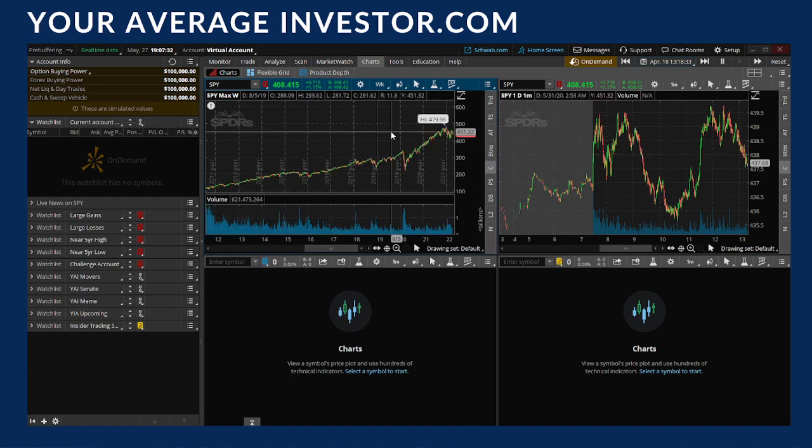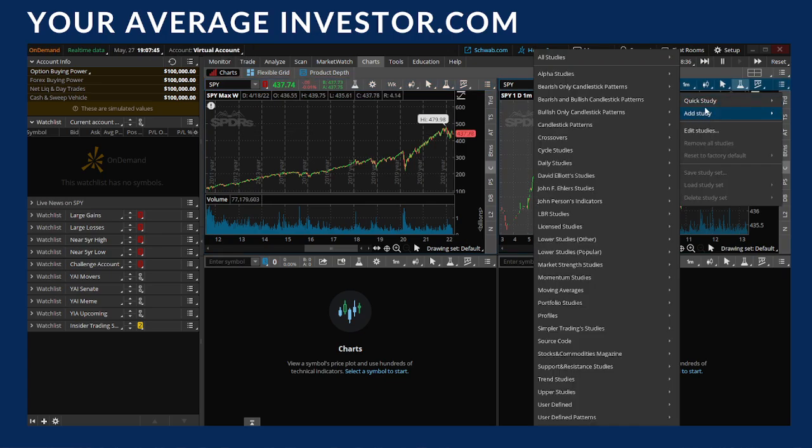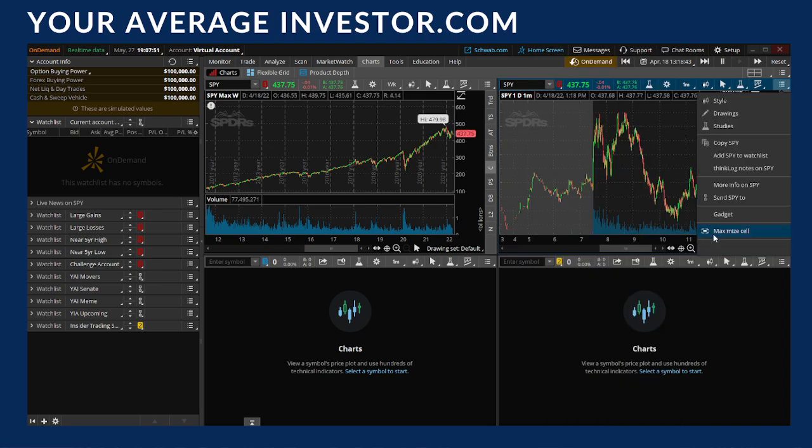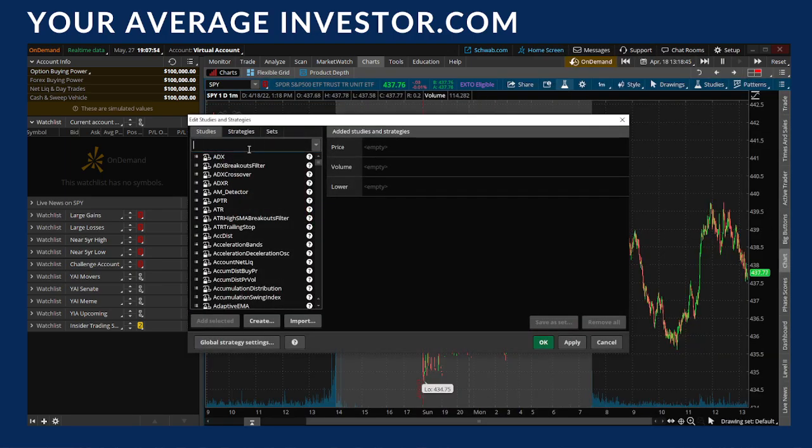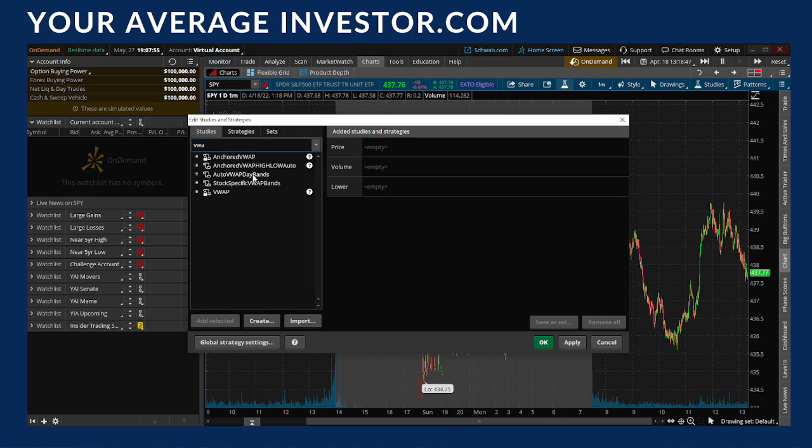There's something that's really powerful about being able to go on demand, set up all of my indicators, have all of my rules, and if an indicator triggers, to enter a position when it triggers. So let's say that maybe I wanted to add a study here. Let's see. Let's maximize this. We're going to add like a VWAP with bands or something like that.